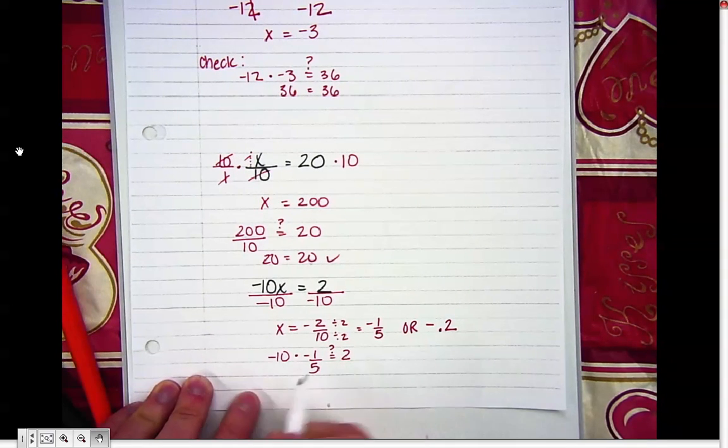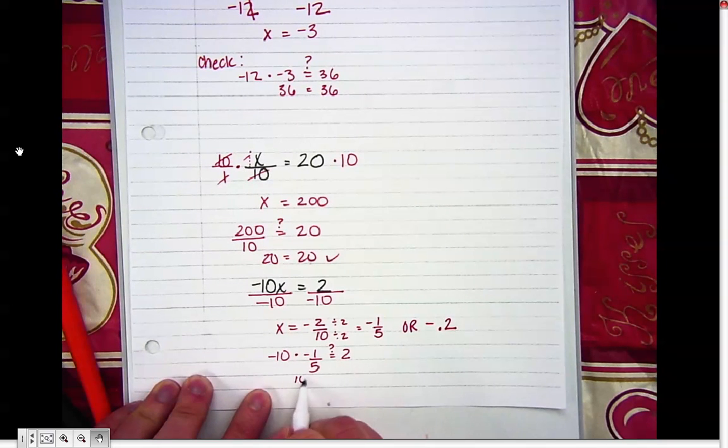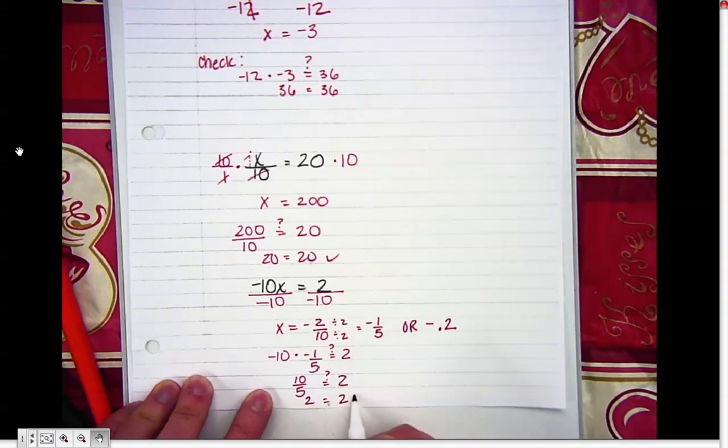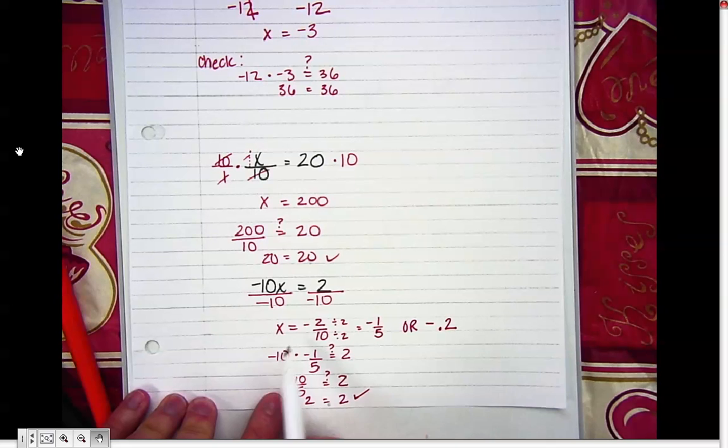Well, this gives me a positive because I have a negative times a negative. I get positive 10 over 5, and 10 divided by 5 is 2. So yes, this does work. My answer is x equals negative 2/10 or negative 1/5 or negative 0.2. All right, so let's move on.